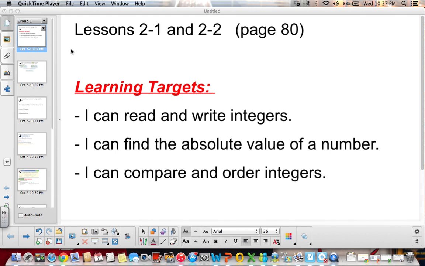Hi, sixth graders. We are starting chapter 2. So we are going to do lessons 2.1 and 2.2 together in this video. Lesson 2.1 starts on page 80. Our learning targets are being able to read and write integers, finding the absolute value of a number, and comparing and ordering integers. So you might want to pause me quick and write down your learning targets.